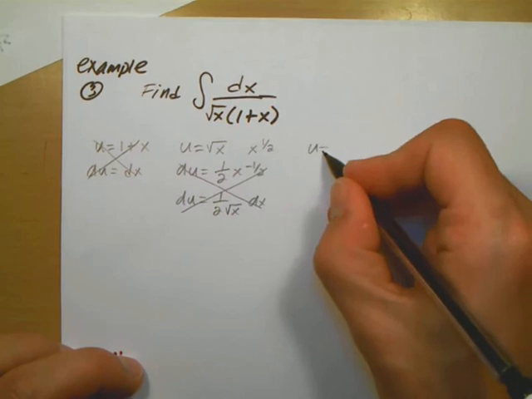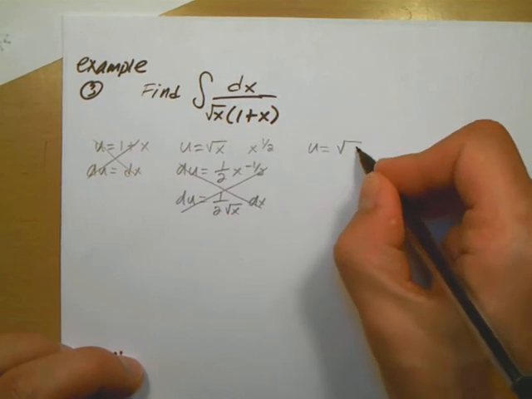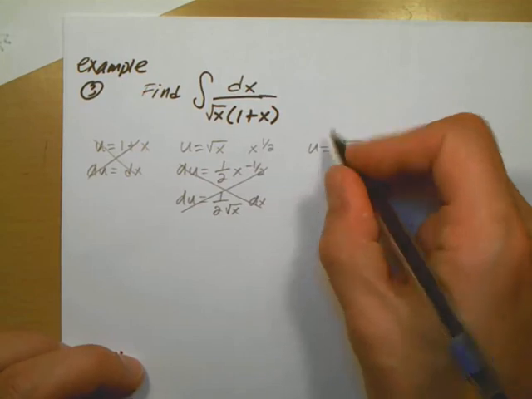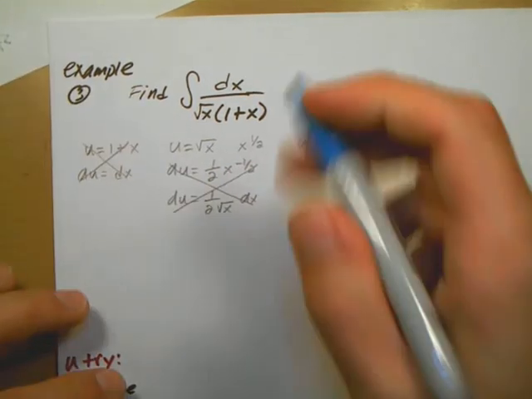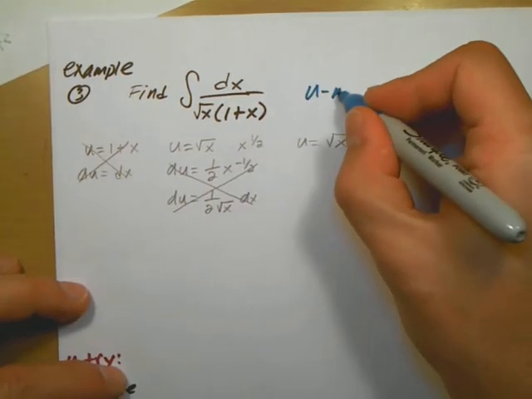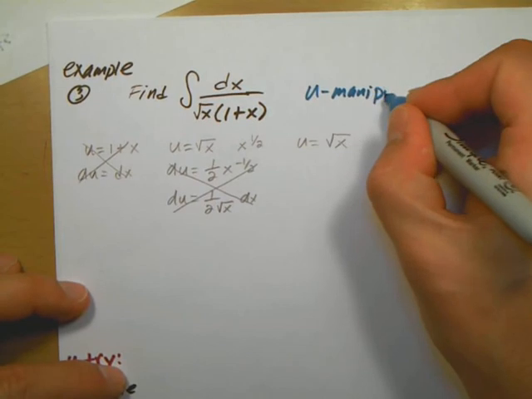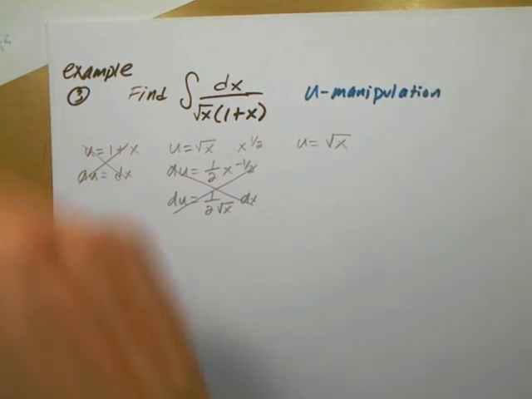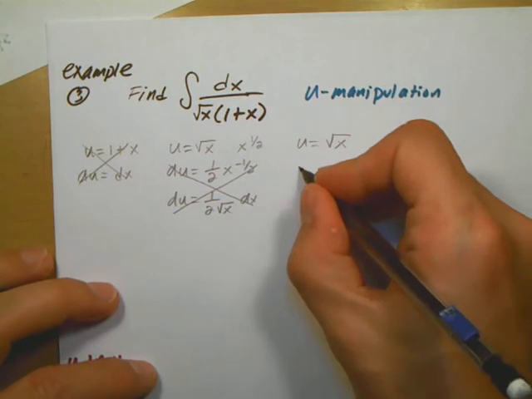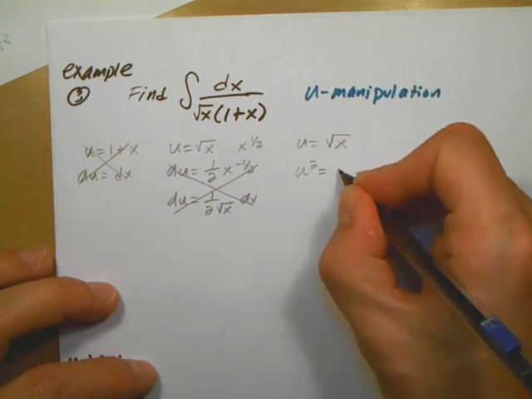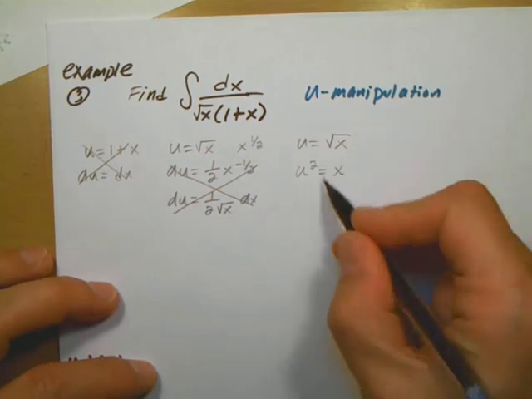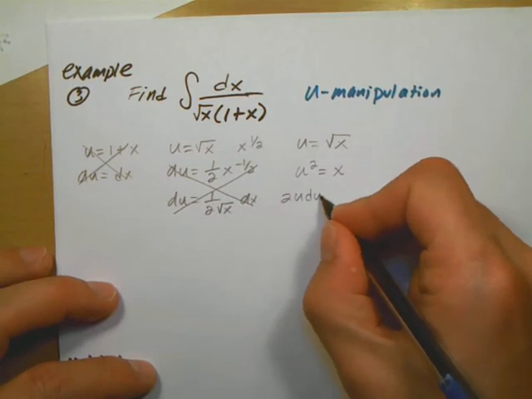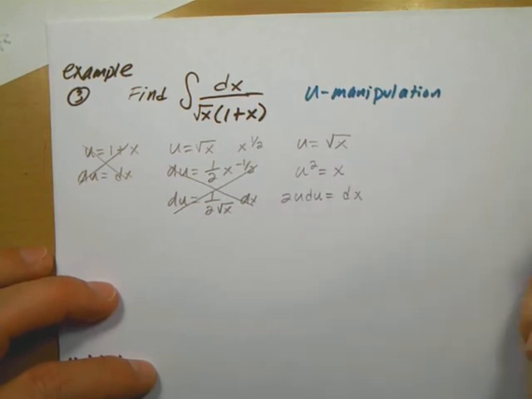So finishing this up, maybe I'm going to let u equal square root of x, but before I take a derivative, I'm going to square both sides. So this is a u manipulation aspect of it. So the u manipulation is going to be squaring both sides, so I have u squared equal to x. Now I can take a derivative, so now this is going to be 2u du is equal to dx.